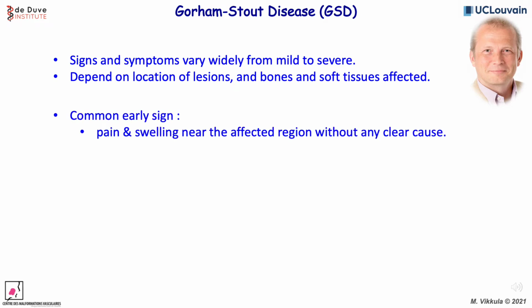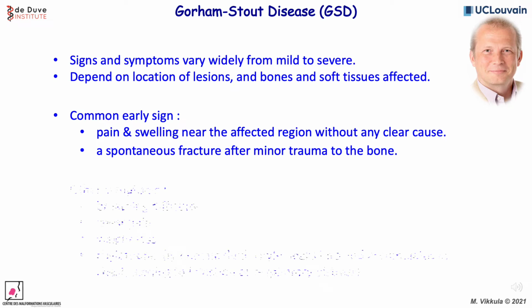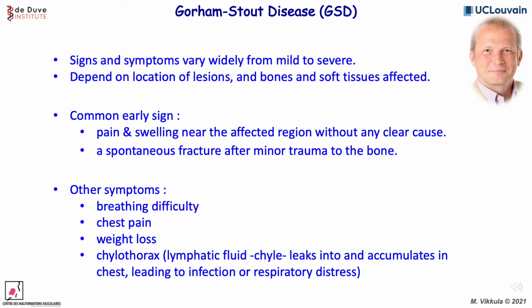A common early sign is pain and swelling near the affected region without any clear cause. It can also be a spontaneous fracture of a bone after a minor trauma to that area. Other symptoms include breathing difficulties, chest pain, weight loss, and chylothorax, which is accumulation of lymphatic fluid, that is chyle, that leaks into and accumulates in the chest, and that can lead to infections and respiratory distress.